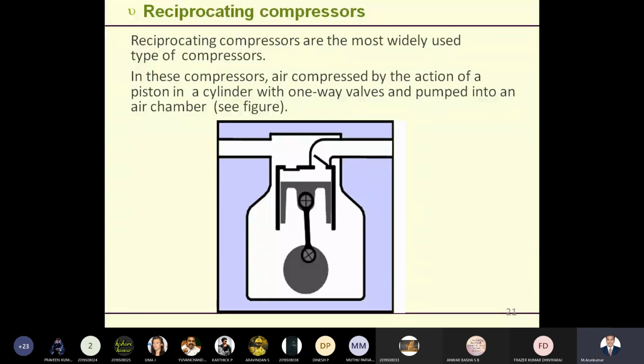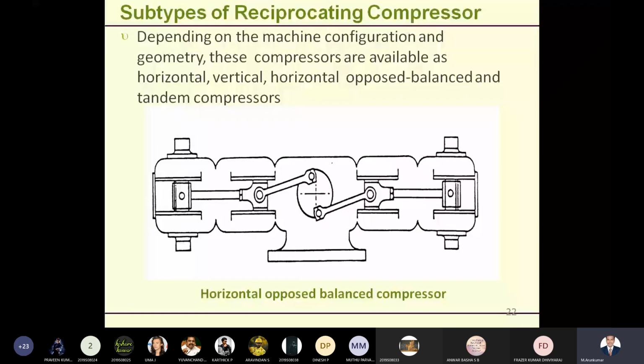With the activation of this piston cylinder arrangement, we can get the compressed air. Then we can connect the one-way valve to the chamber, and we can store it wherever we want. So this is a reciprocating compressor. Then we also have subtypes of reciprocating compressors. Depending on the machine configuration and the geometry, these compressors are available as horizontal, vertical, horizontal opposed, balanced, and tandem compressors. So these are some subtypes of reciprocating compressors. These figures show you the horizontal opposed balanced compressor.